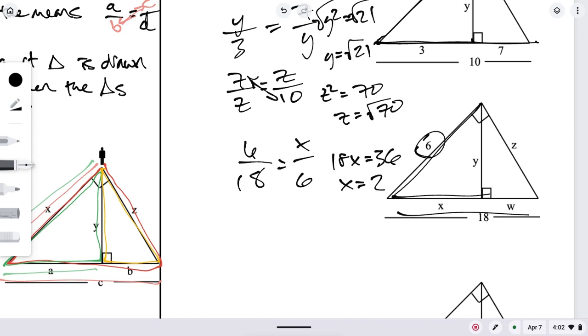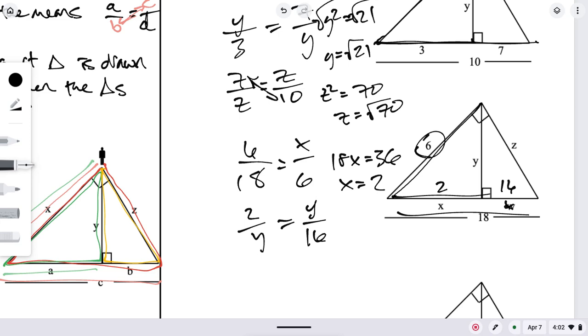Once I know that x is 2, then I also know what w is, because w's got to be 16, so that 2 and 16 add up to 18, right? So whether I write anywhere that w equals 16 or not, I already indicated that in my diagram. But now I can solve for y, because y is to 2 as it is to 16. They're just reversed.